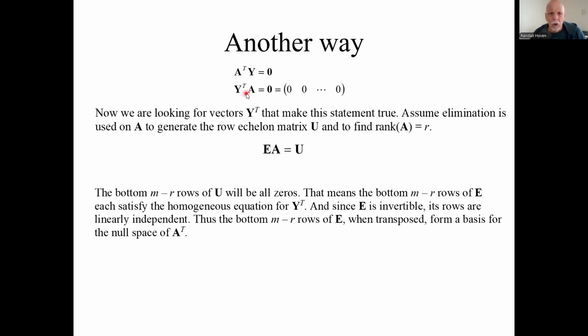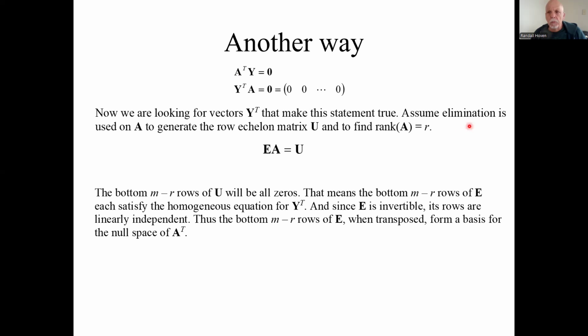So now we're looking for all these y transpose to make this true. And that's why instead of calling it the null space of A transpose, we often call it the left null space. We're looking for all the y's that make this true. And actually what we want is that space, the span of all these y's, and then we want to find the dimension of that span and a basis for that span. So we're looking for the y transpose that make this true.